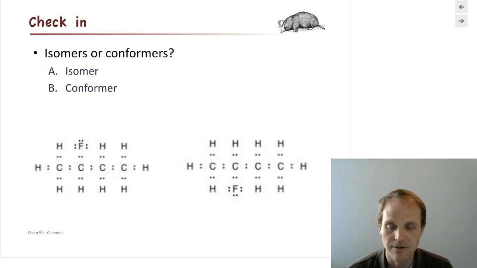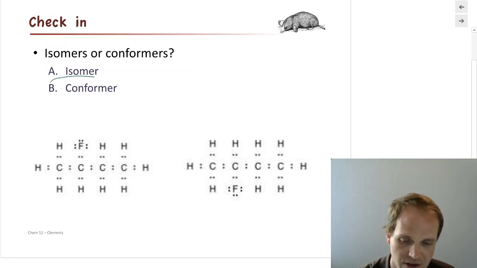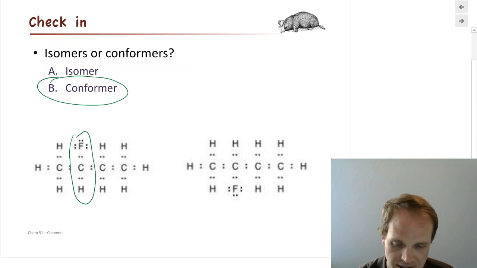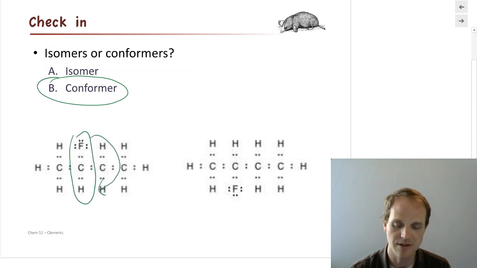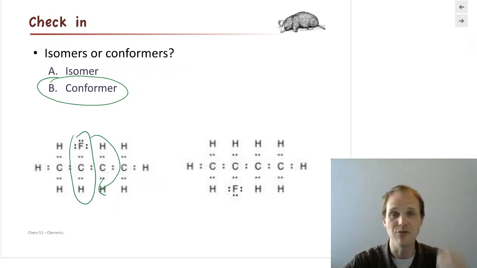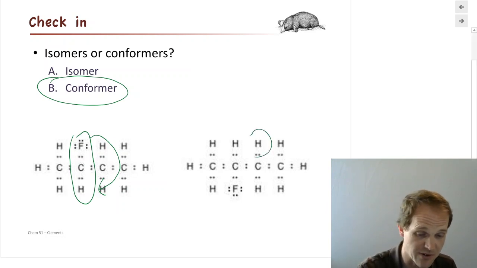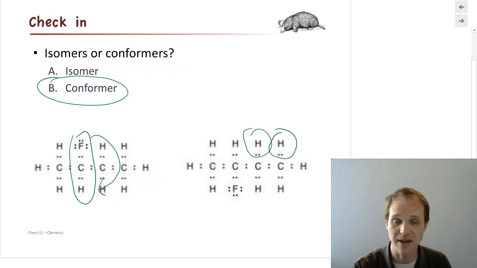OK. I gave you a hint. Did you notice what the hint was? I don't know if you picked up on it. All right, what do I have? It turns out I have a conformer here, because all I did is rotate this fluorine down to the bottom. I can do that just by rotating the molecule around and moving my fluorine around. I didn't actually have to break a bond and make a bond. There's all single bonds between those carbons, so I can rotate freely around them. So I had a conformer here. If I'd moved the fluorine over here or over here, that would have been an isomer.